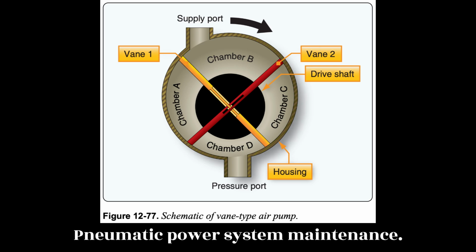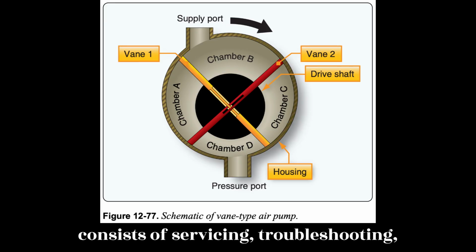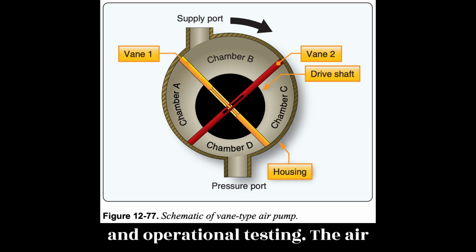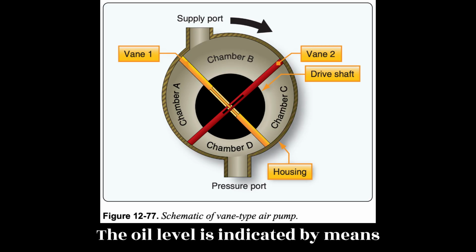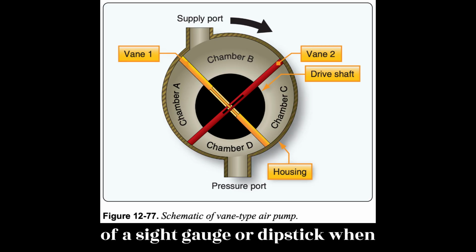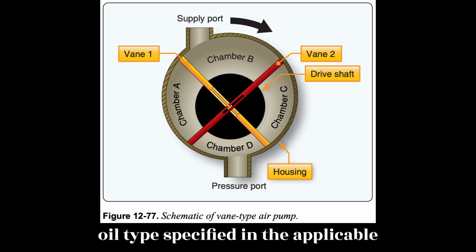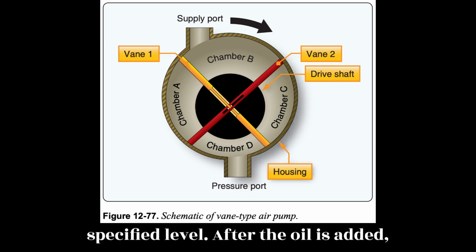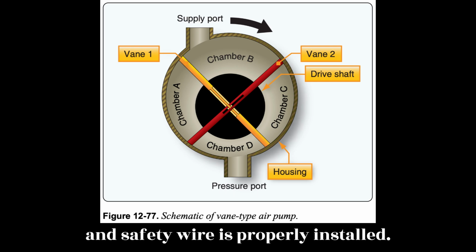Pneumatic power system maintenance. Maintenance of the pneumatic power system consists of servicing, troubleshooting, removal, and installation of components, and operational testing. The air compressor's lubricating oil level should be checked daily in accordance with the applicable manufacturer's instructions. The oil level is indicated by means of a sight gauge or dipstick. When refilling the compressor oil tank, the oil, of the type specified in the applicable instructions manual, is added until the specified level. After the oil is added, ensure that the filler plug is torqued and safety wire is properly installed.